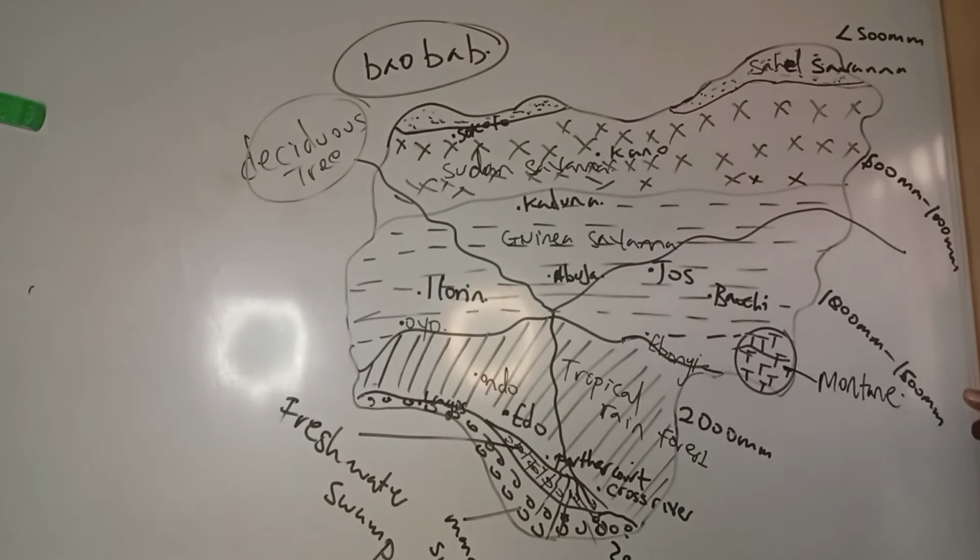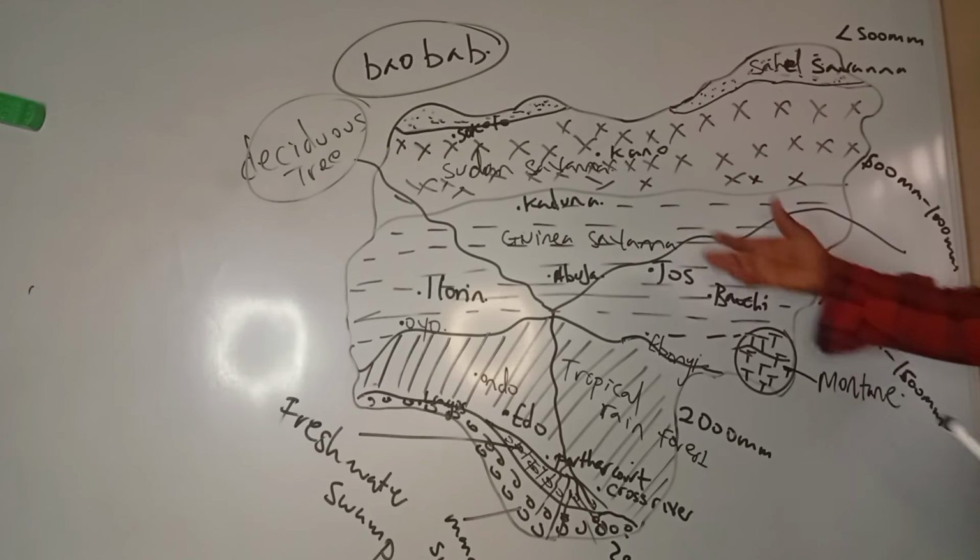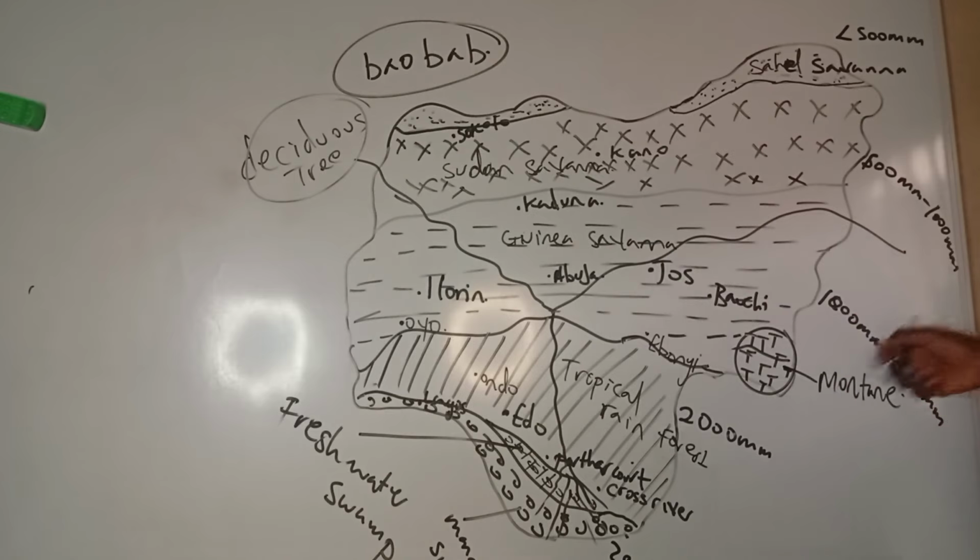And the montane vegetation has a higher rainfall than the Guinea Savanna itself, or than the Southern Guinea Savanna. You should know that this is Southern Guinea Savanna. And the montane vegetation is an extension of the Afro-Alpine, the islands of the Guinea, found in West Africa in the islands of Cameroon.